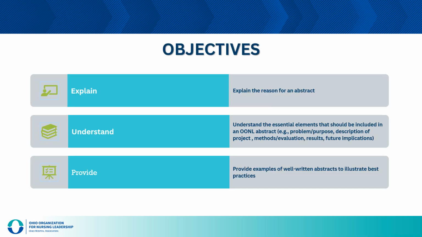The objectives for today are to explain the reason for an abstract, understand the essential elements that should be included in an OONL abstract, for example the problem, purpose, description of project, methods, evaluations, results, and future implications, and provide examples of well-written abstracts to illustrate best practices.